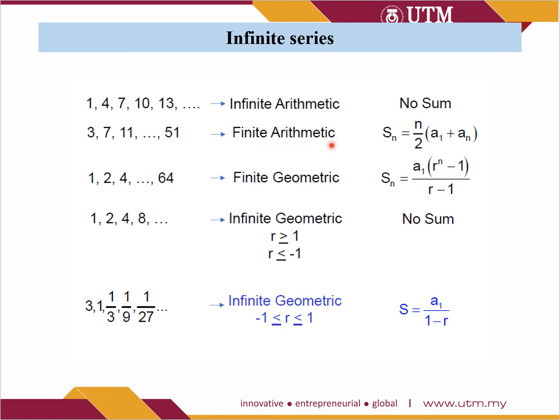So for this type, the formula of the sum of series would be n over 2 times a1 plus an. Okay, and for finite geometric, it will be Sn equals a1 times r to the power of n minus 1 over r minus 1. And for infinite geometric, where there is no last term of this sequence, there will be no summation.